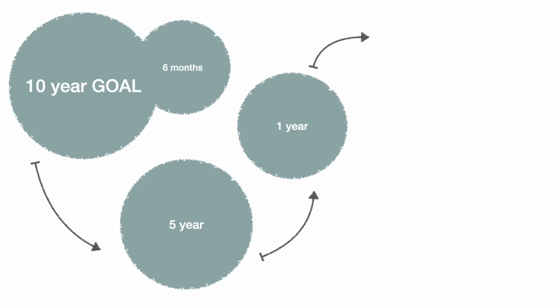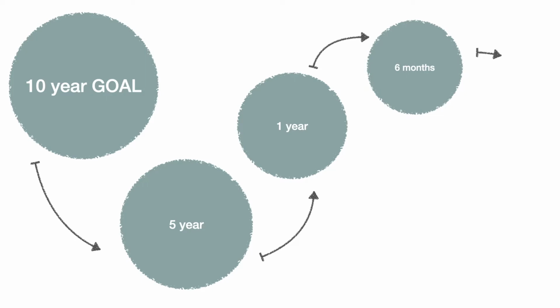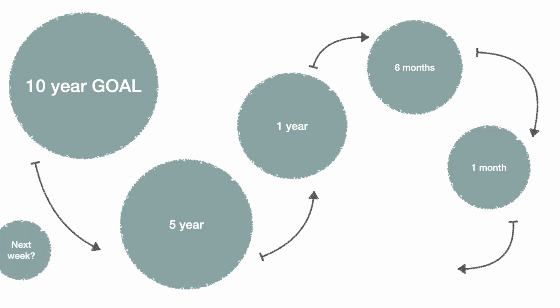Once you have your 1-year goal, you can then work your way backwards. So think about what you would need to achieve within the next 6 months to get to the 1-year goal, what you need to do within the next month to get to the 6-month goal, and then what you can do next week to reach your monthly goal.